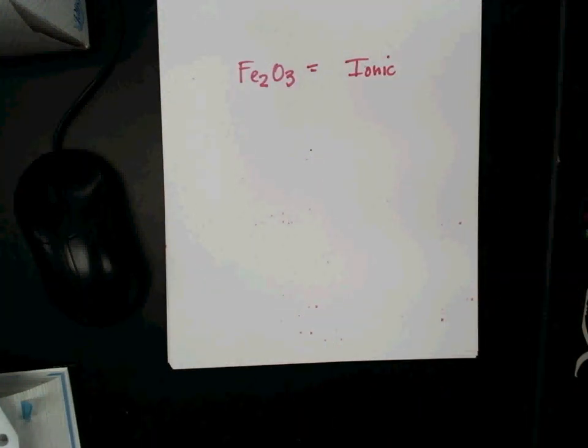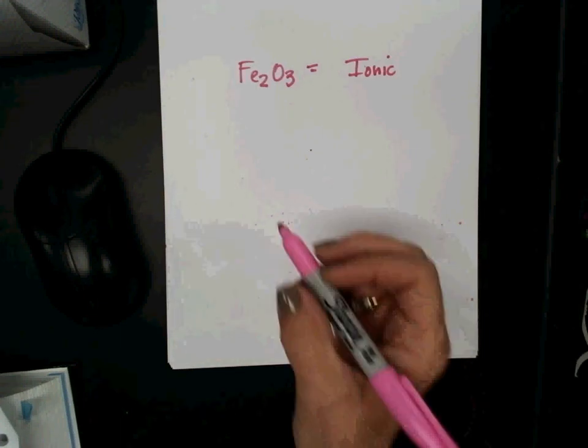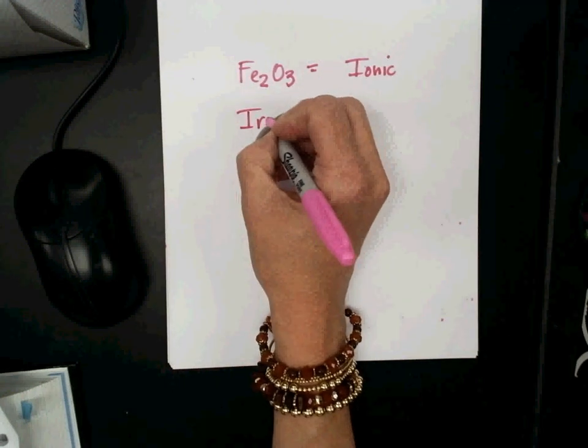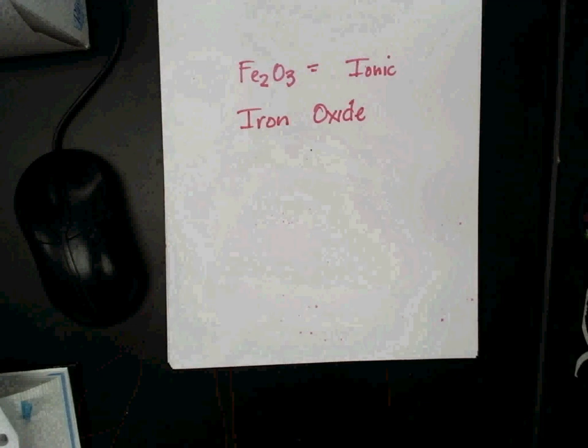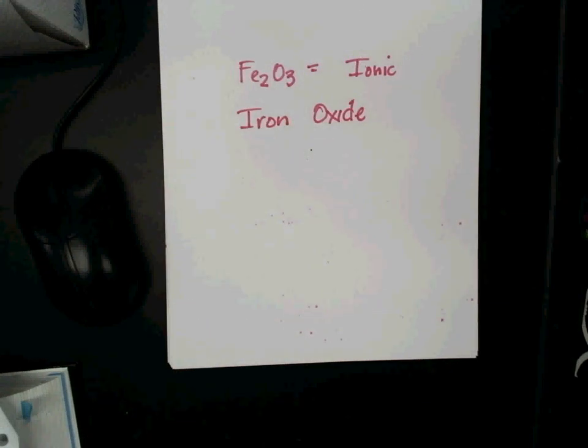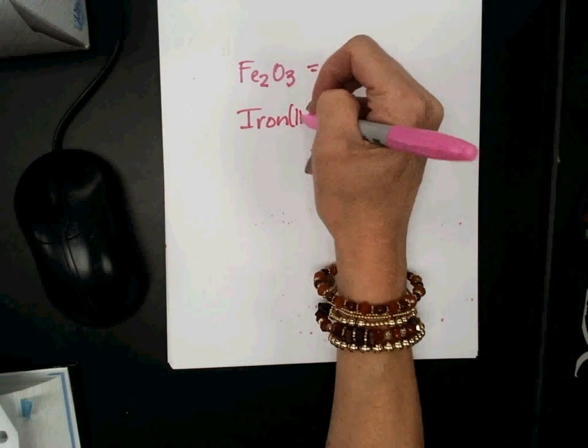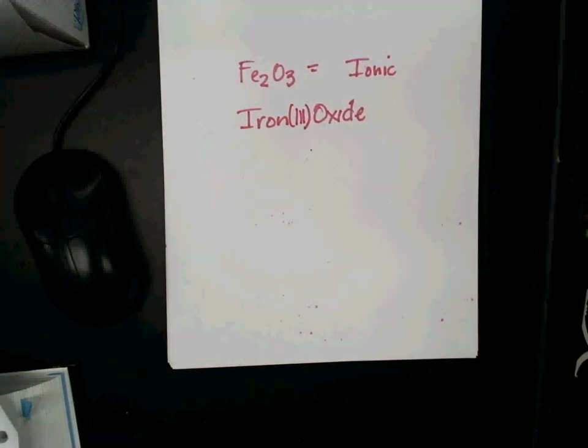Evan, how would I say that? Iron, that's a good start. Iron, oxide. What am I missing when he says that? That's right, but we're just missing something. What's that, Kira? Iron 3 oxide. Kira, tell us how you figured that out.